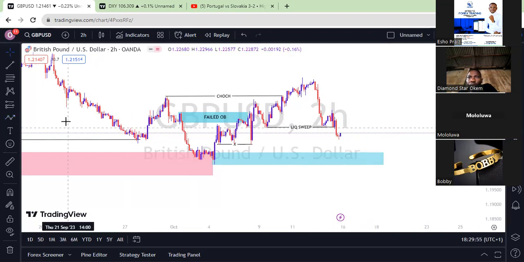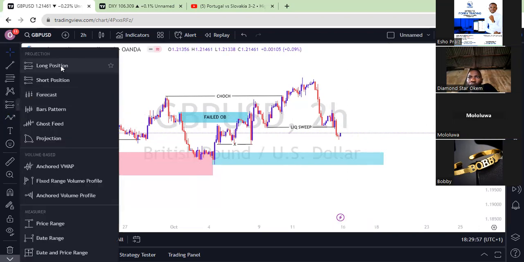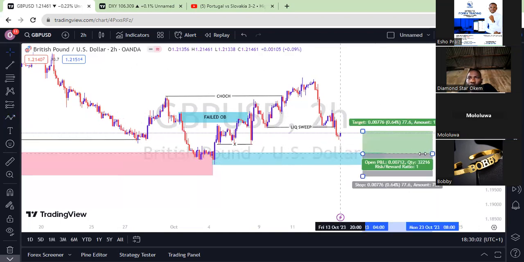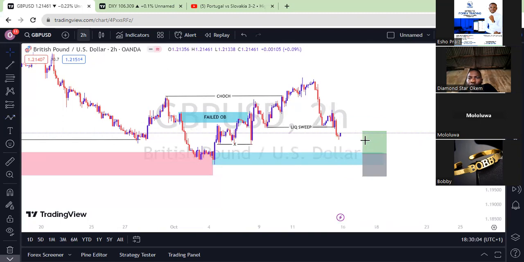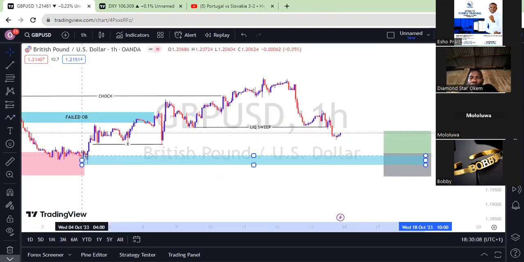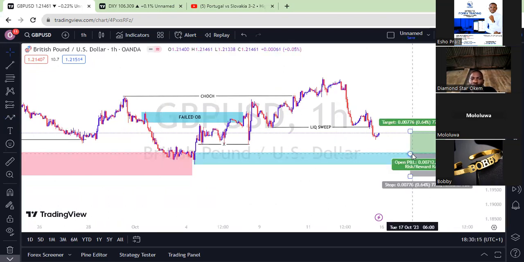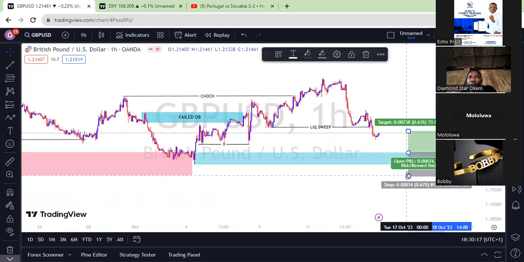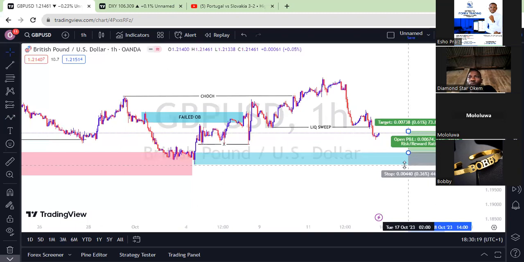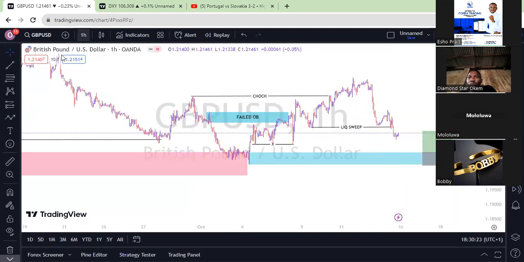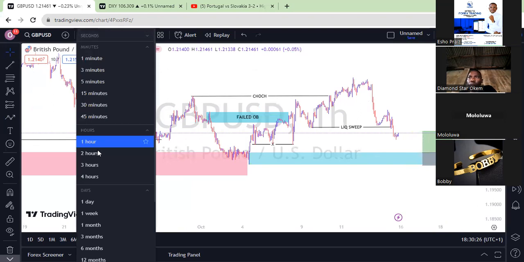So let me just make it very simple. Here, we go for a long position right here. And then this order block is too big for us. How do we reduce it? Let's just go to 1 hour to refine the order block. It's cool like this. We have 10 minutes more, guys. So let me go back to the 2 hours time frame.